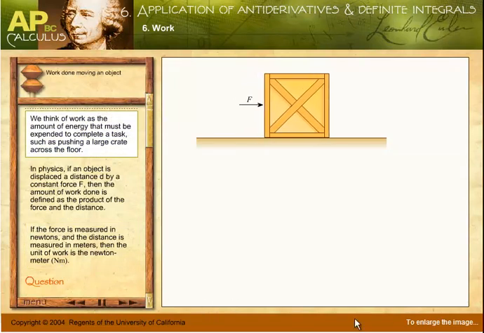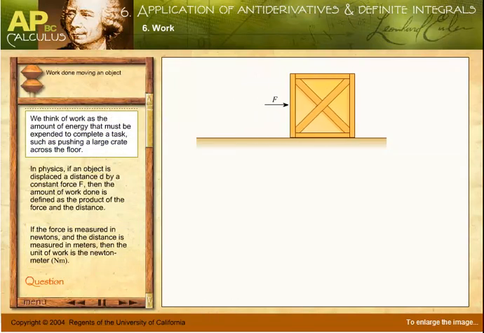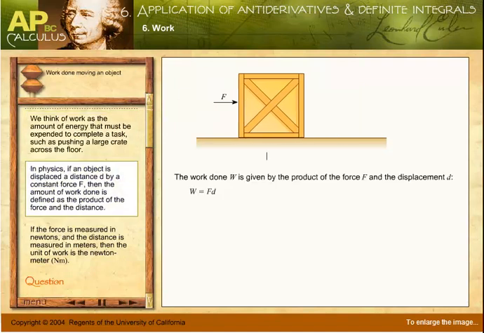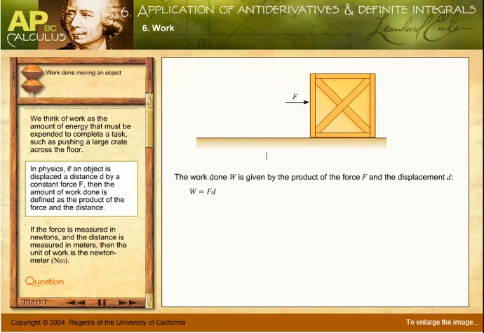We think of work as the amount of energy that must be expended to complete a task, such as pushing a large crate across the floor. In physics, if an object is displaced a distance d by a constant force F, then the amount of work done is defined as the product of the force and the distance.